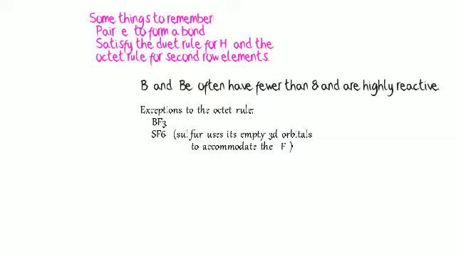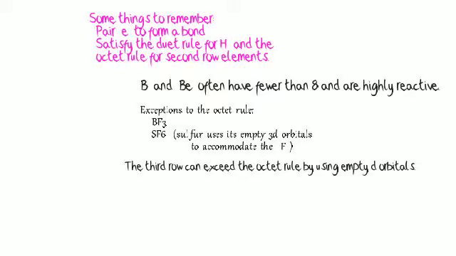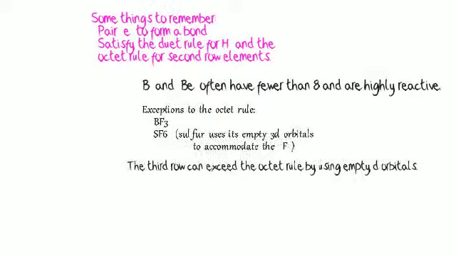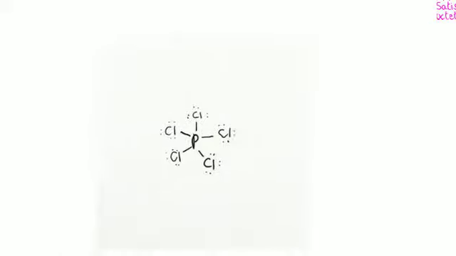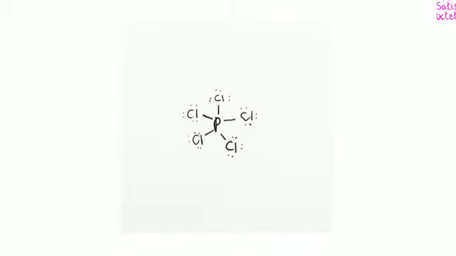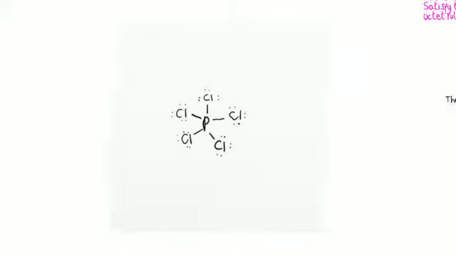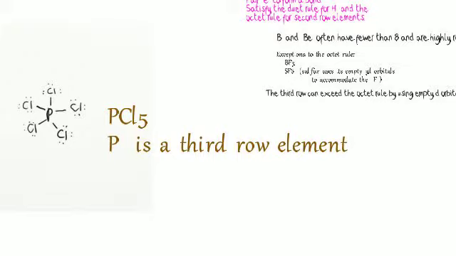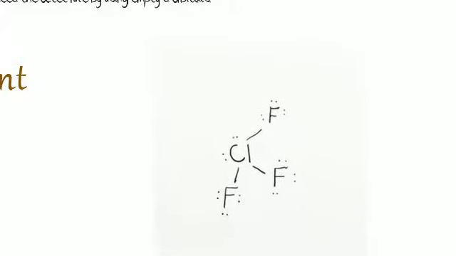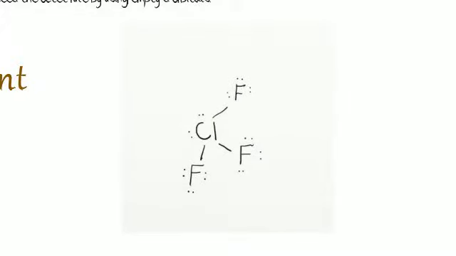So we're going to take a look at a couple of examples. The third row can exceed the octet rule because they use the empty d orbitals to put electrons in. So here's one, PCl5: 2, 4, 6, 8, 10. Phosphorus has 10 electrons, not 8. And so it's a third row element. It's accepting more in its d orbitals. Chlorine: 2, 4, 6, 8, 10.